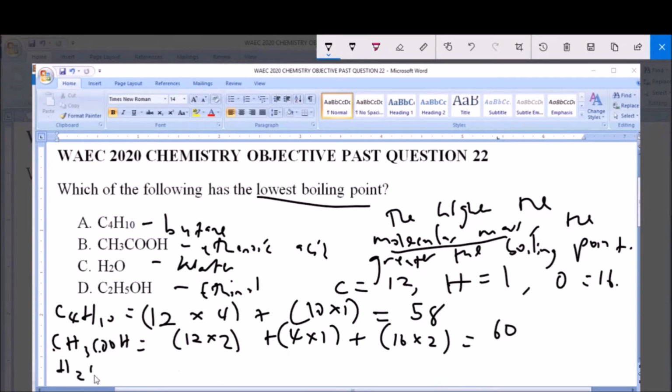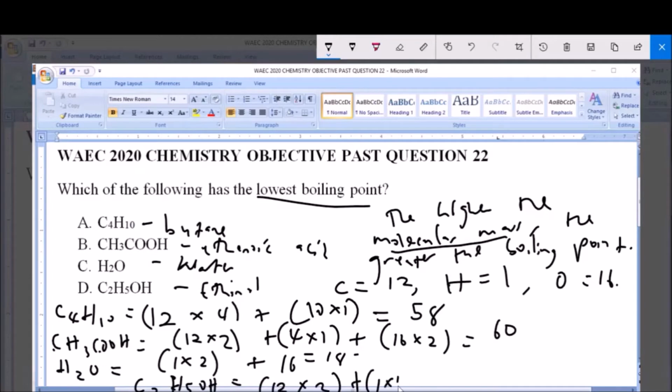Next is water, H2O, that is 1 multiplied by 2 plus 16, and that is equal to 18. And then you have C2H5OH, ethanol, that is 12 multiplied by 2 plus 1 multiplied by 6 plus 1 multiplied by 16 is equal to 46.